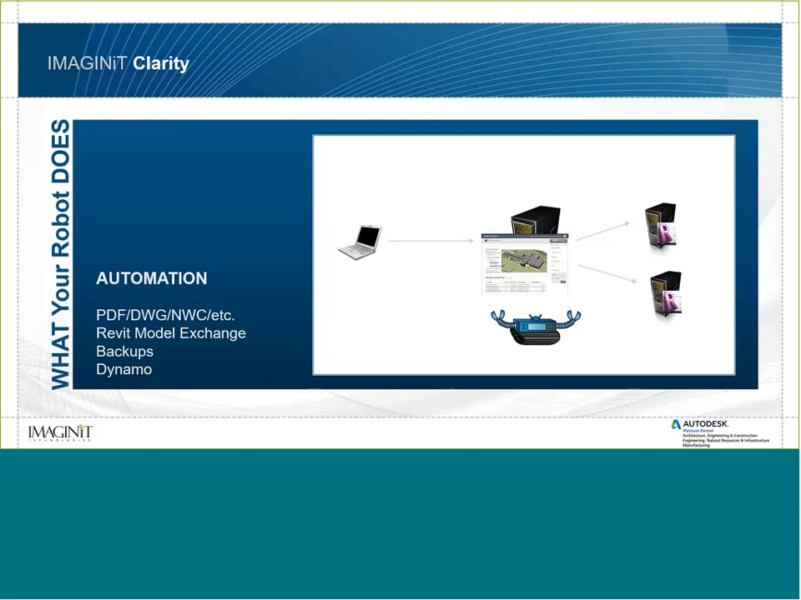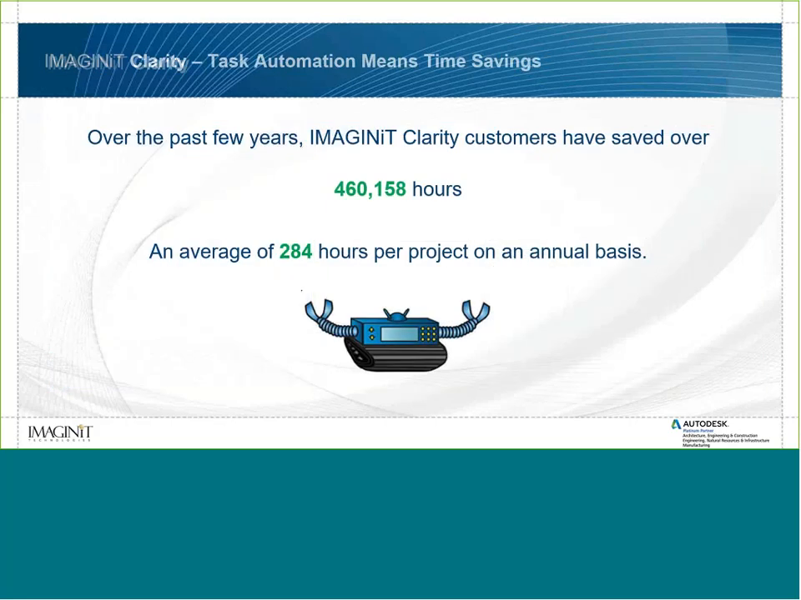The reason I say that is if we look at data we've been able to receive from our clients, on average, we're saving 284 hours annually per project. So just to help describe the numbers here, that big number is 460,000 hours that IMAGINiT clients have been saving by letting the Revit Robot take on things for them, so they can focus on other things in business and life.